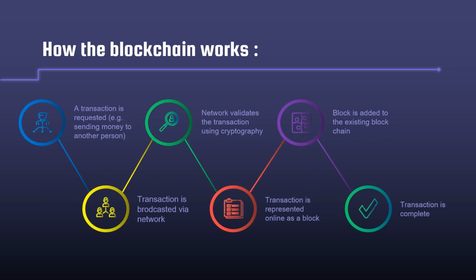How the blockchain works. A diagram that shows how a transaction is completed using a blockchain. The process of completing a transaction using blockchain is as follows. 1. A transaction is requested, such as sending money to another person. 2. The transaction is broadcasted to the network of computers that are part of the blockchain. 3. The network validates the transaction using cryptography to ensure that it's legitimate. 4. If the transaction is valid, it's added to a new block.